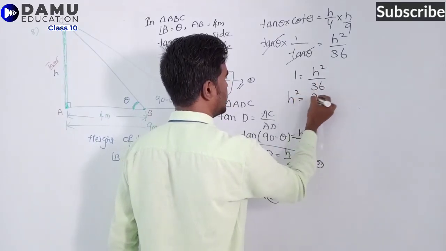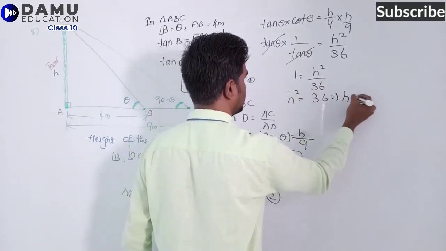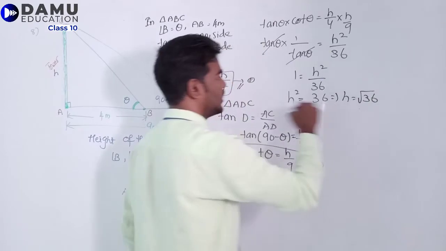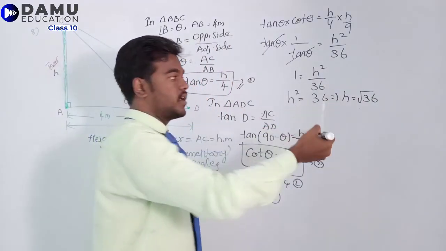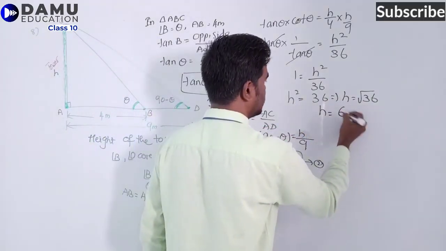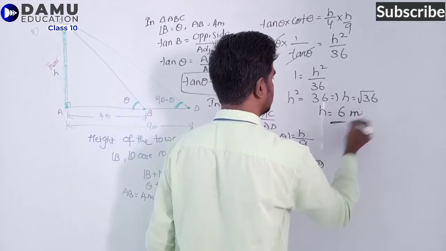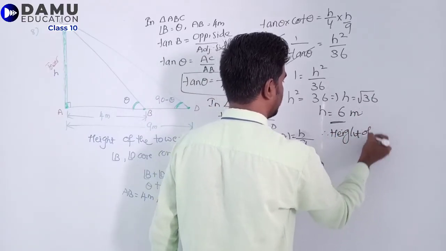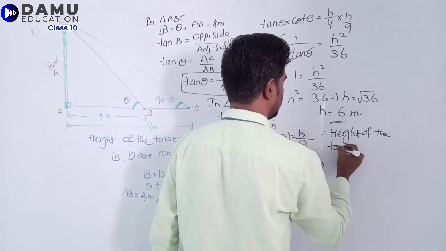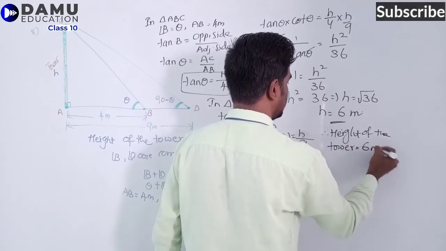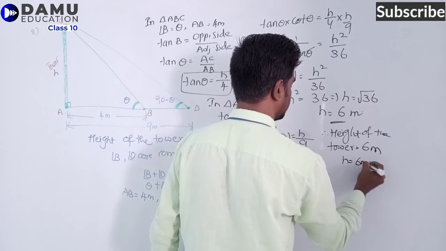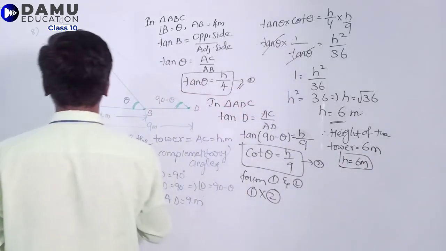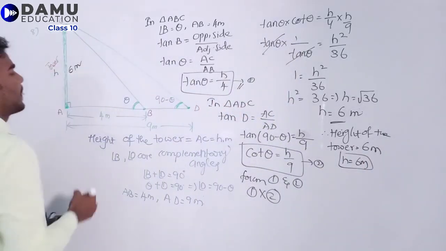So h square equals 36, which implies h equals the square root of 36. So h equals 6 meters. Therefore the height of the tower is 6 meters.